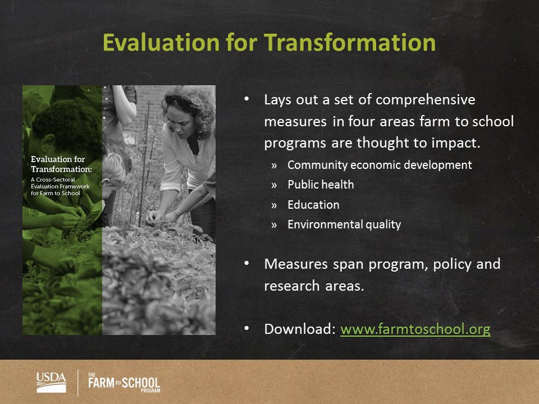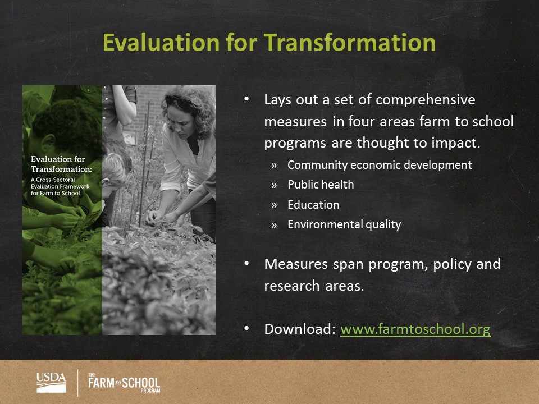The second resource that we wanted to highlight today was developed and released by the National Farm to School Network, and that is Evaluation for Transformation. You can download this resource, I think it's about a 150-page document, right online on the National Farm to School Network's homepage. It is probably the most comprehensive resource in terms of laying out the measures or metrics that your project activities hope to achieve in terms of 4 key impact areas.